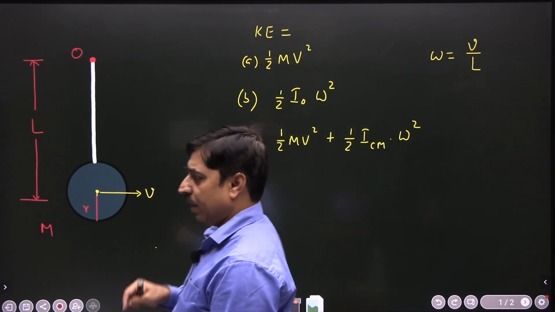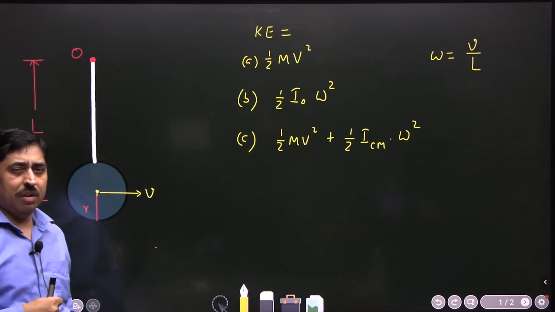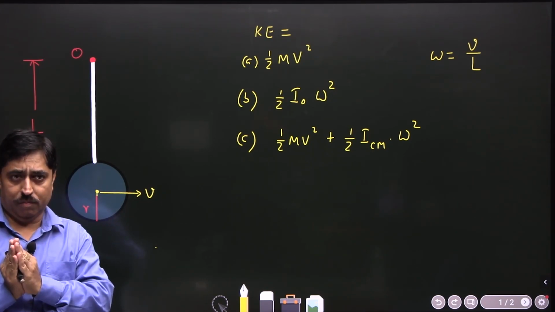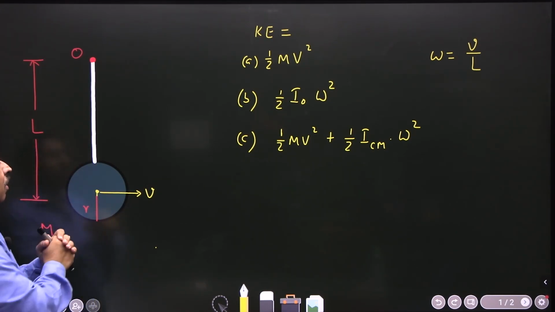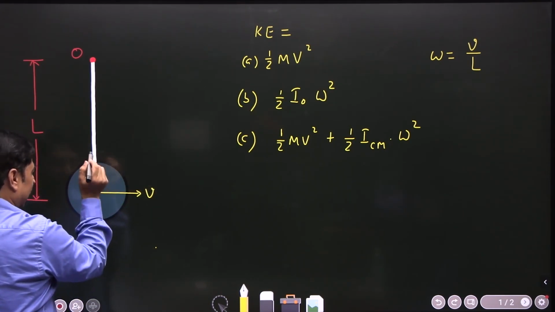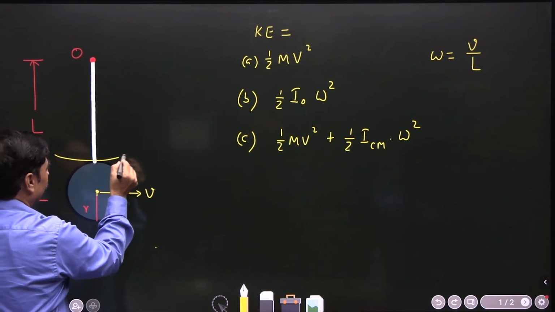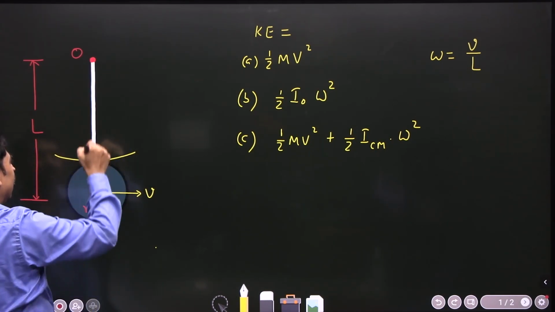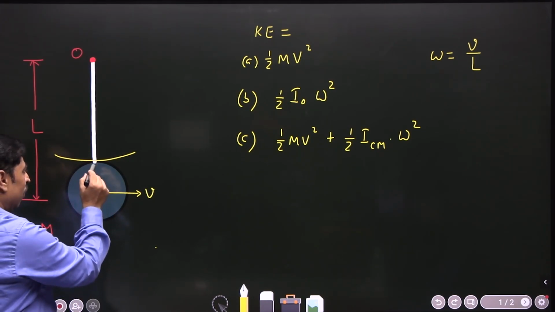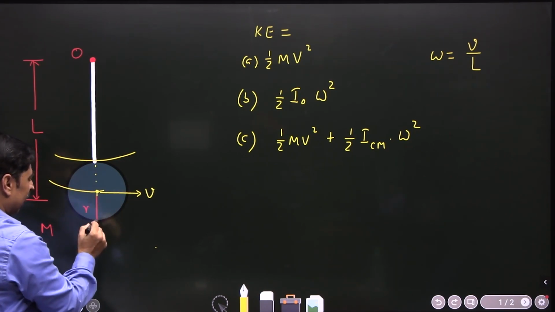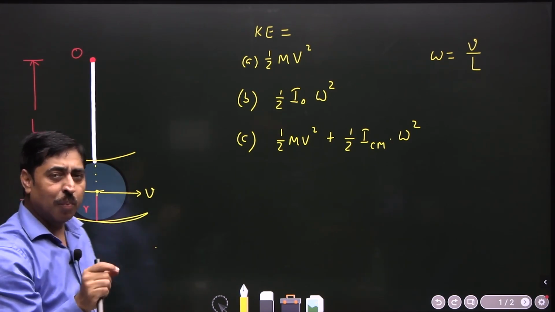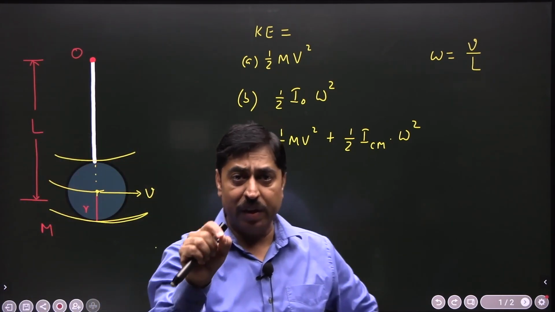When you push the bob like this, in this case, each and every point of this bob is not moving with speed v. I hope all of you understand that this whole thing is going to rotate about point O, and this particular point is going to move in a circle like this. The radius of this circle will be L minus r. This particular point is going to move in a circle of radius L, and this particular point is going to move in a circle of radius L plus r. So, all points do not have the same speed.